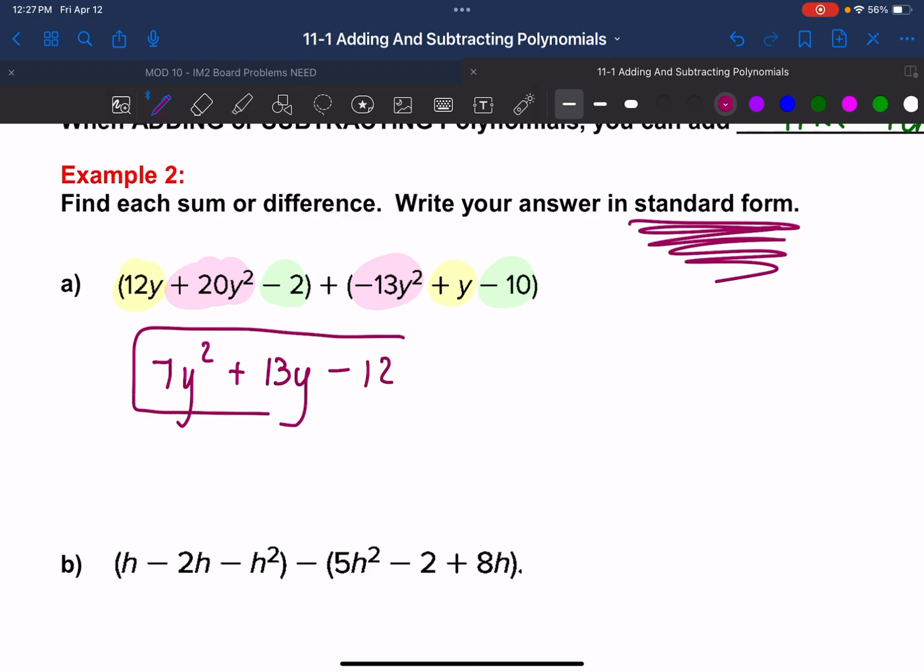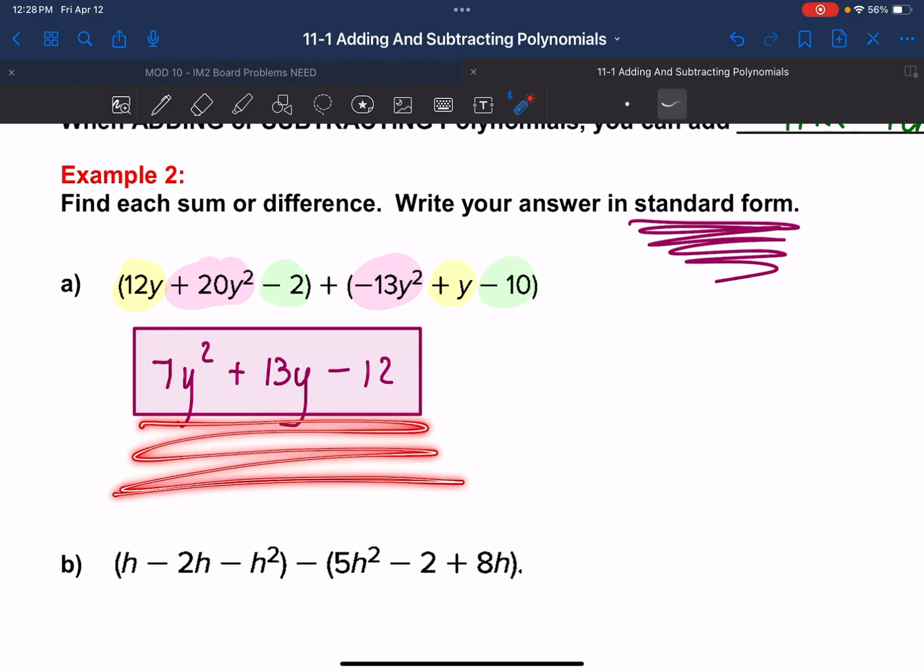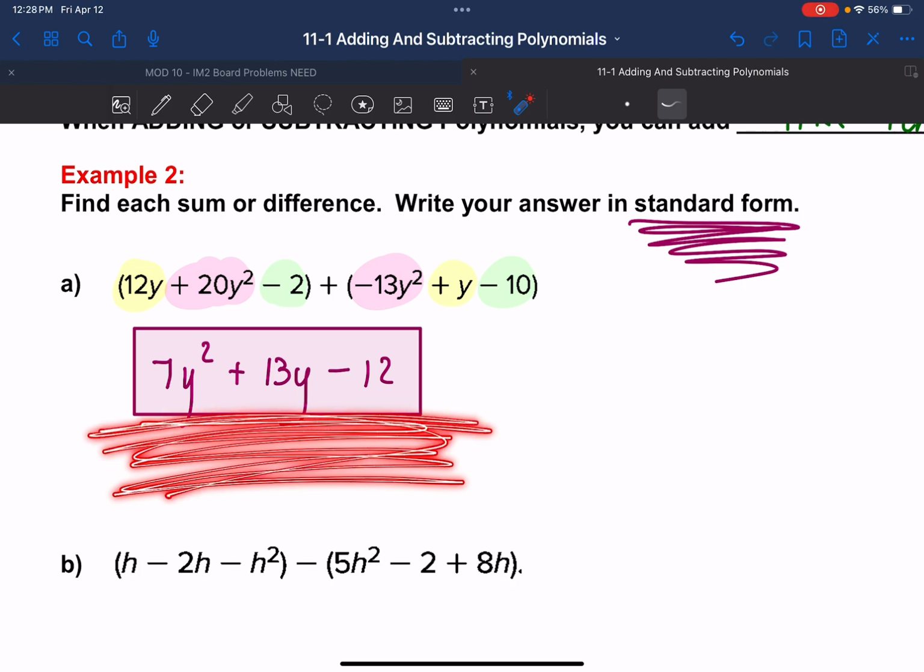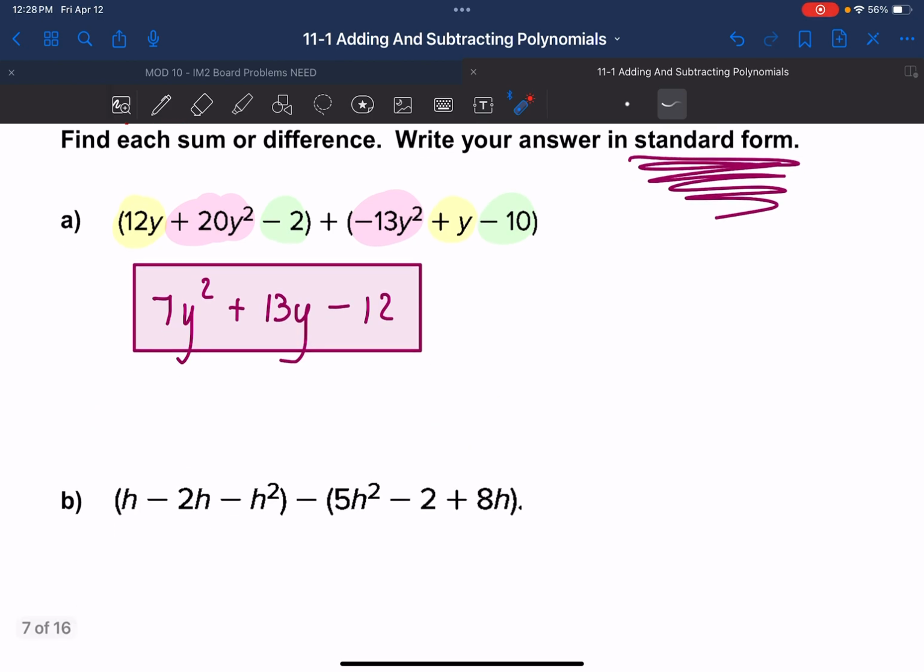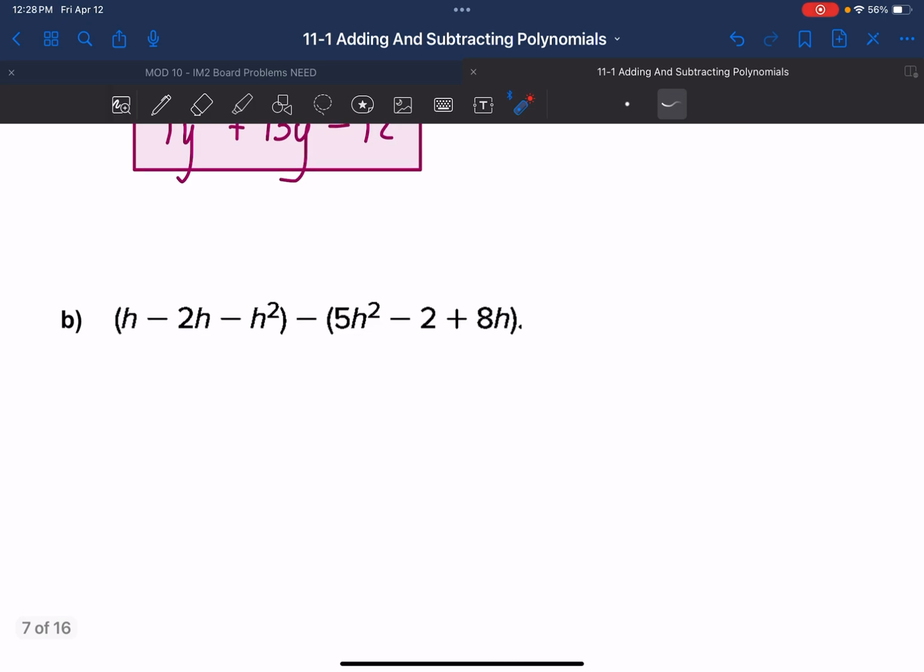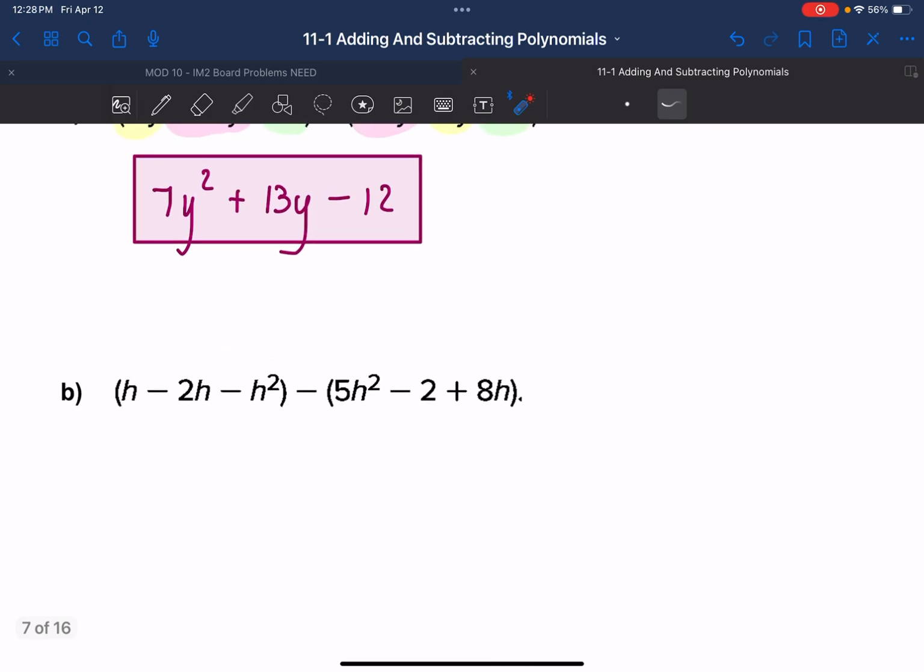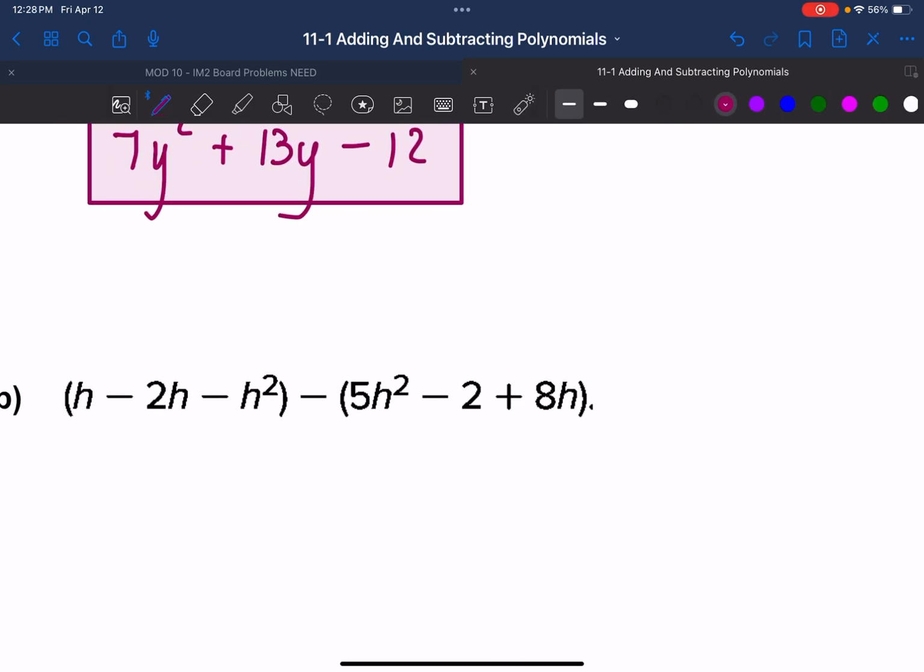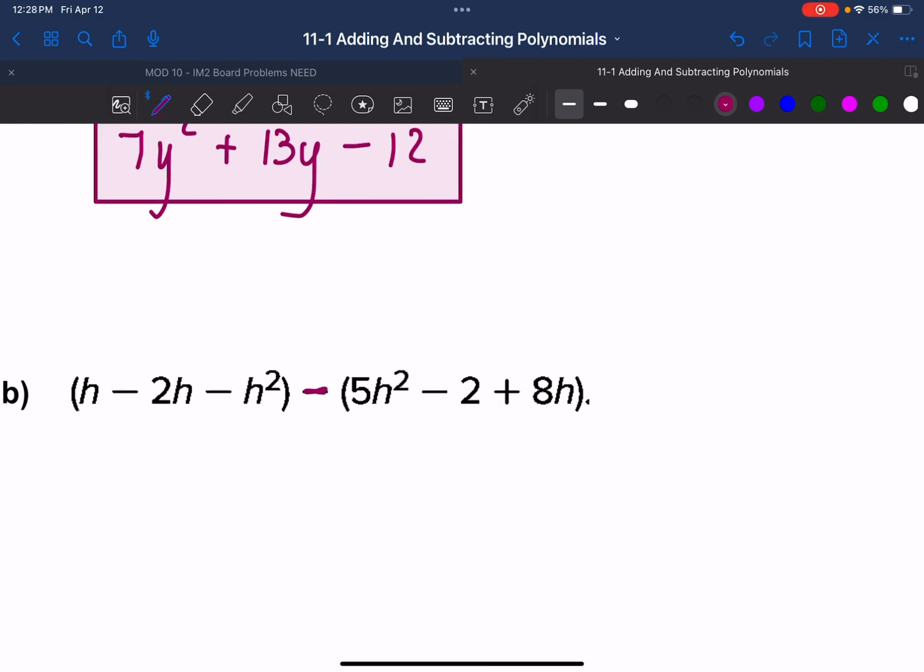Okay? So I've just combined all my like terms, written it in standard form. And if I ask for the leading coefficient, that would be 7 and so forth. So this is a quadratic trinomial, if I asked you to classify it. All right. Okay, the only difference on this one is, no pun intended, difference sign here. So we're going to put that -1 here and make sure we distribute that negative.